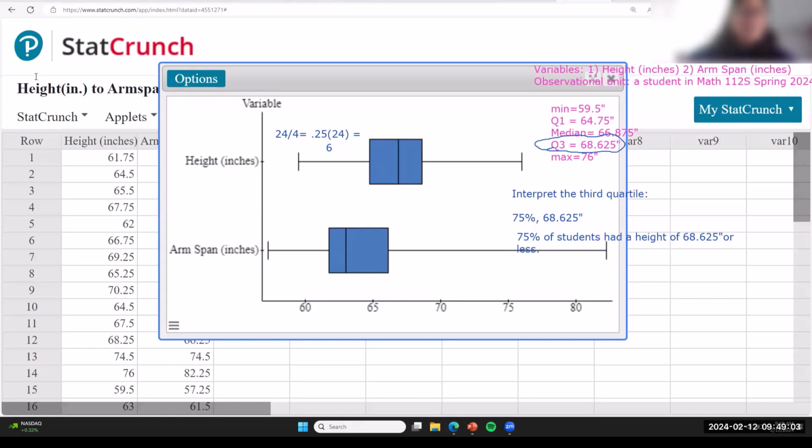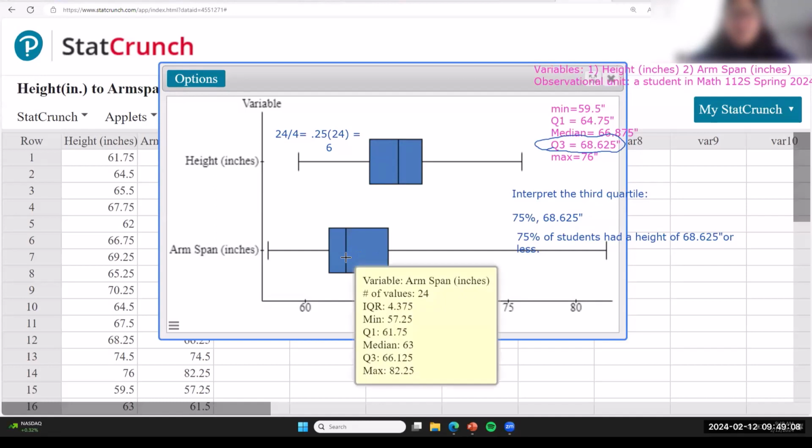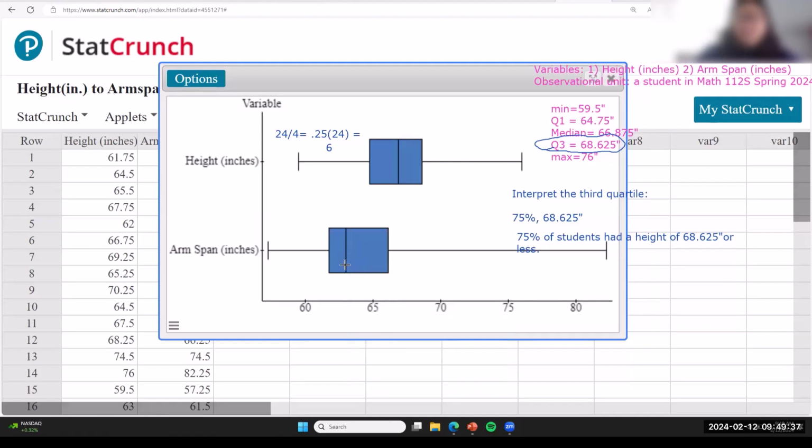So let's take a look at the arm span. Notice there were the same number of students, 24 students. So there are 6 students' arm spans in each quarter of the data, in each section of the box plot. Looking at the Q3, it's 66.125. Again, that's inches. So go ahead and interpret for me.